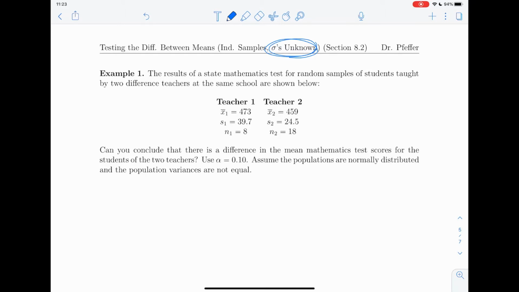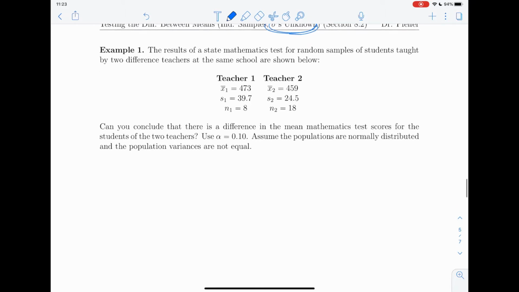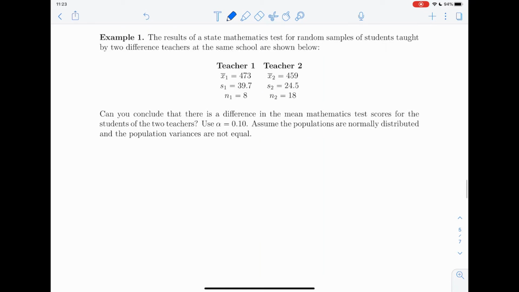Let's jump into this example though. Here it says that the results of a state mathematics test for random samples of students taught by 2 different teachers at the same school are shown below. We have teacher 1 and teacher 2, and the samples were taken randomly. Apparently the first sampling had a sample mean of 473 with a sample standard deviation of 39.7, where here we only sampled 8 students.